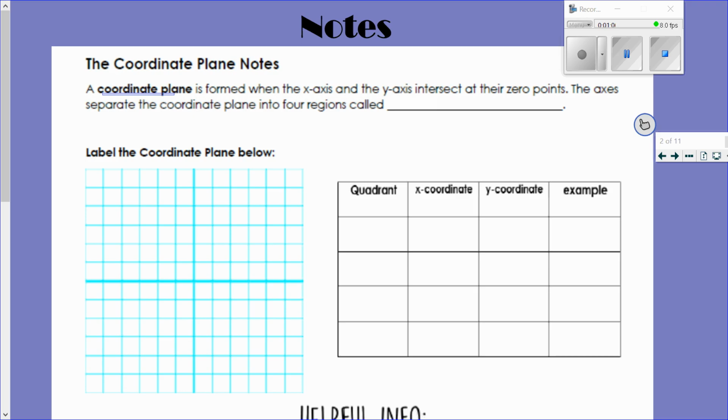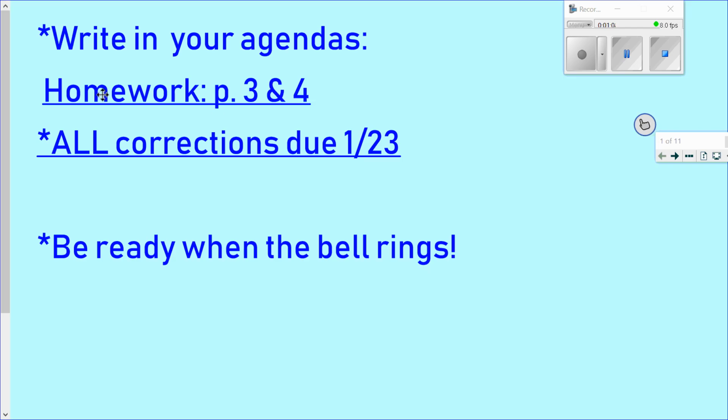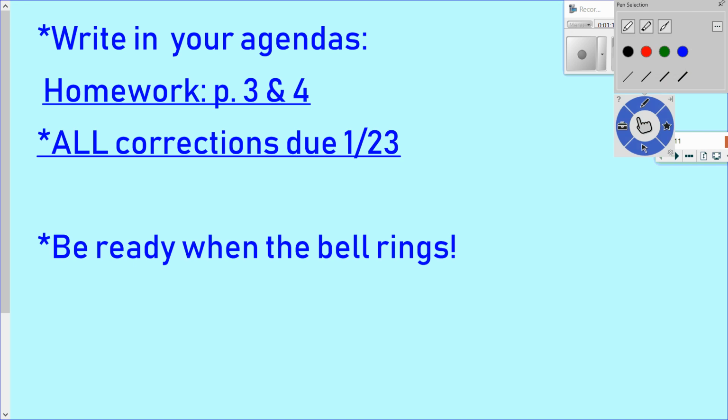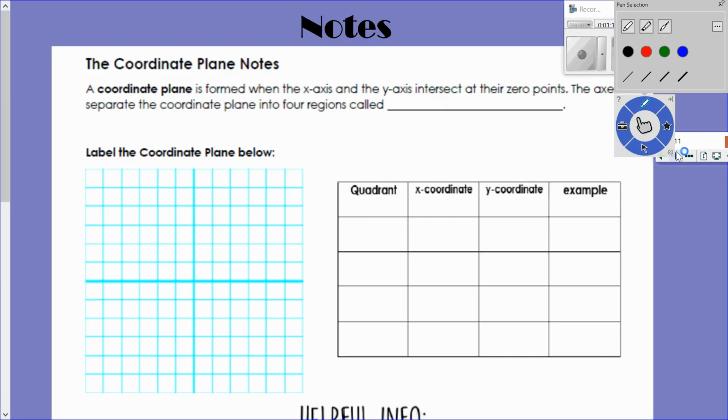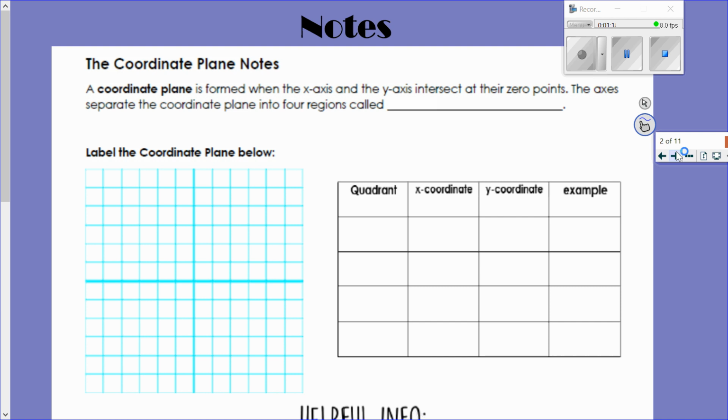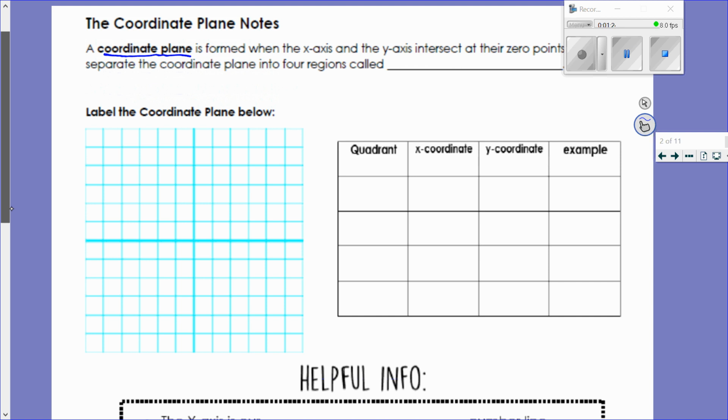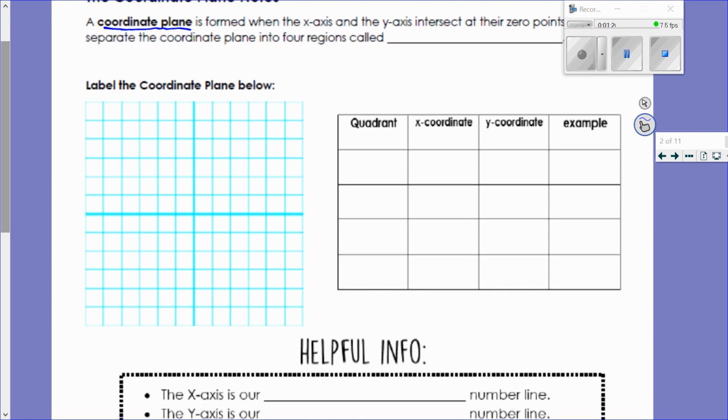You graph the coordinate plane based on two number lines. These are two intersecting number lines. One is horizontal, one is vertical.